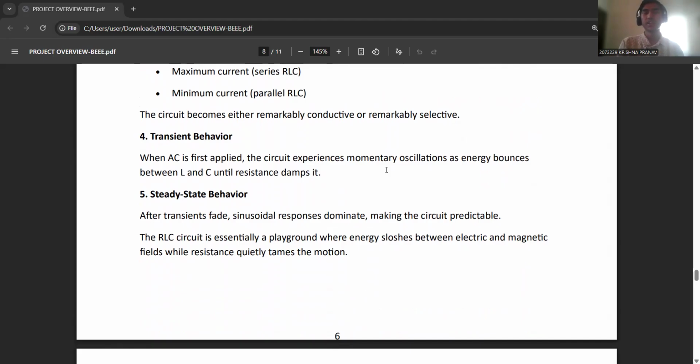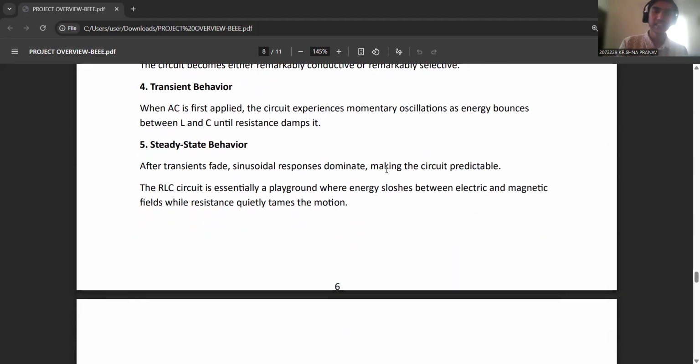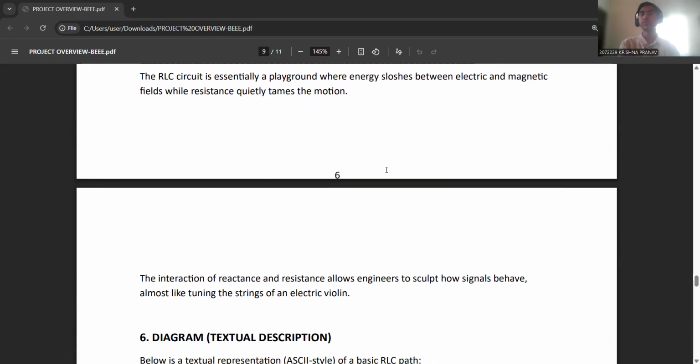Transient behavior. When AC is applied, the circuit experiences momentary oscillations as energy bounces between L and C until resistance damps it. Steady state behavior. After transients fade, sinusoidal responses dominate, making the circuit predictable. The RLC circuit is essentially a playground where energy flows between electric and magnetic fields while resistance quietly tames the motion.